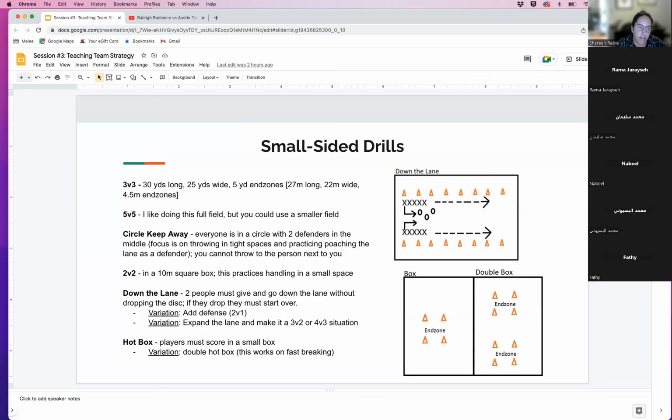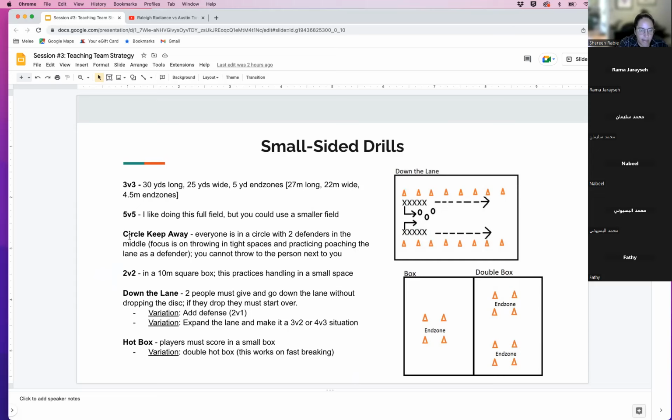But then the final thing I wanted to talk about was ways to practice these concepts if you don't have a lot of players at practice. So what I like to do is small-sided scrimmages, and I'm sure you all do this all the time, but playing 3v3, 5v5, 2v2 here, these are all great ways to get players playing with each other, developing some chemistry, getting touches on the disc.